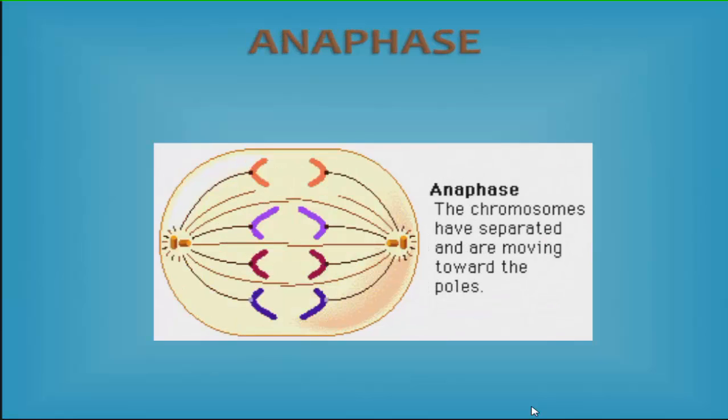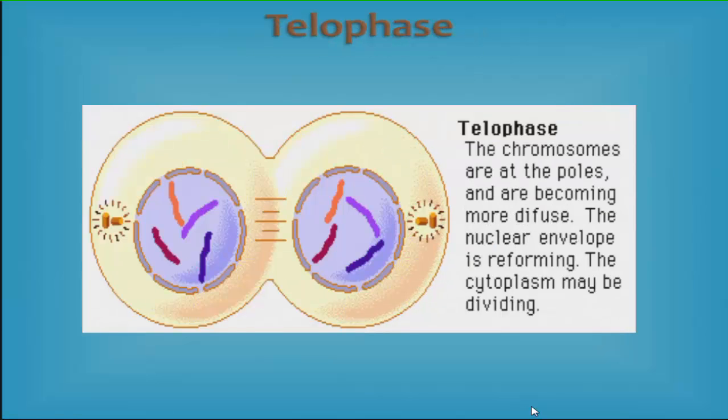And in anaphase, the sister chromatids separate and move to opposite poles, and the centromeres divide. In telophase, the chromosomes uncoil and the nuclear membrane reforms, where the spindle fibers disappear, as shown in the figure below.